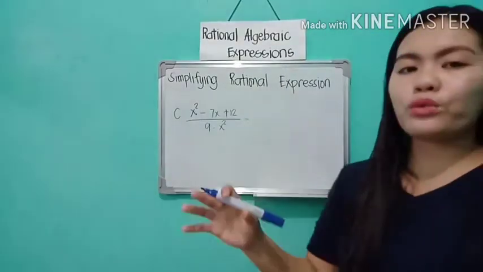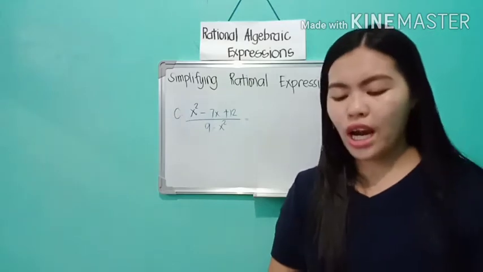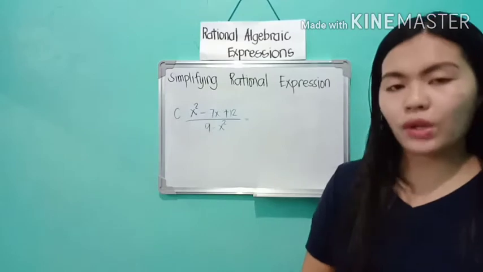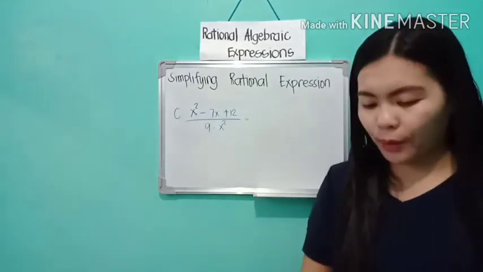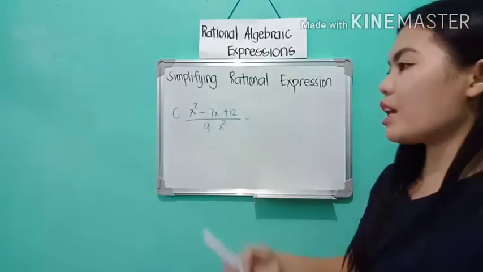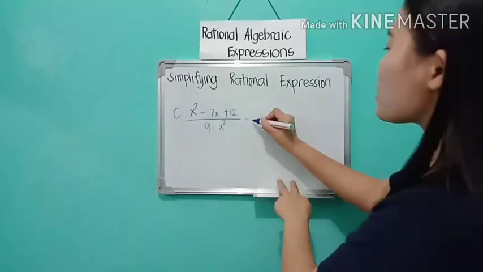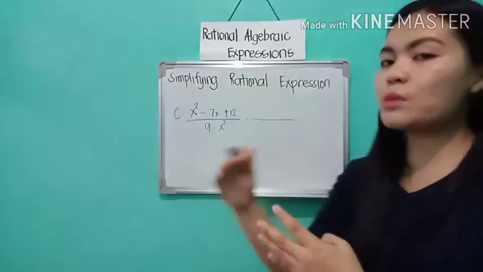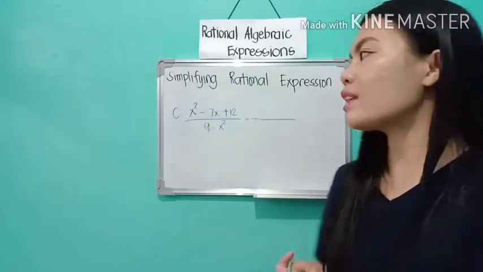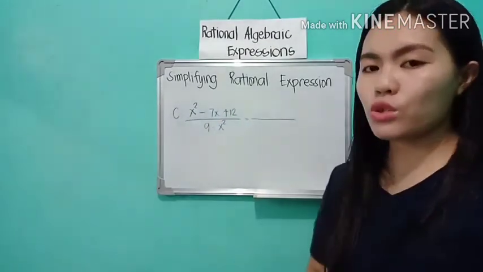Using this one, you can pause this video and try to answer this based on your knowledge about simplifying algebraic expressions. Alright, so now let's move on. Since this expression is a trinomial, let's use factoring of a trinomial. Before we simplify it, we will first look for its factors. So, let's factor first x squared minus 7x plus 12.